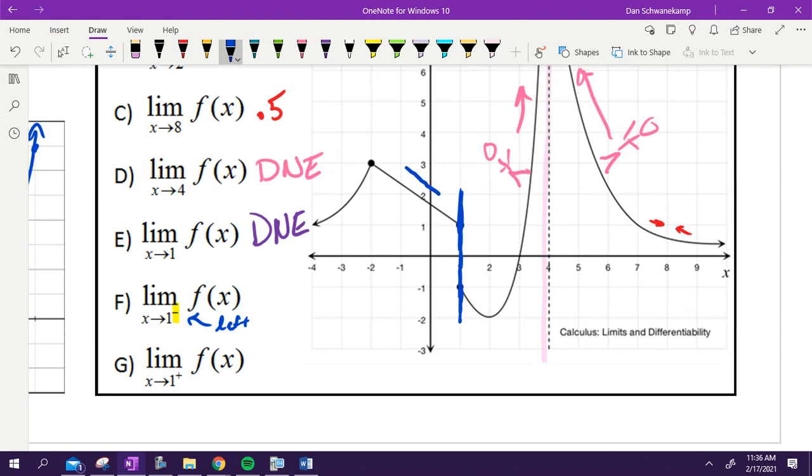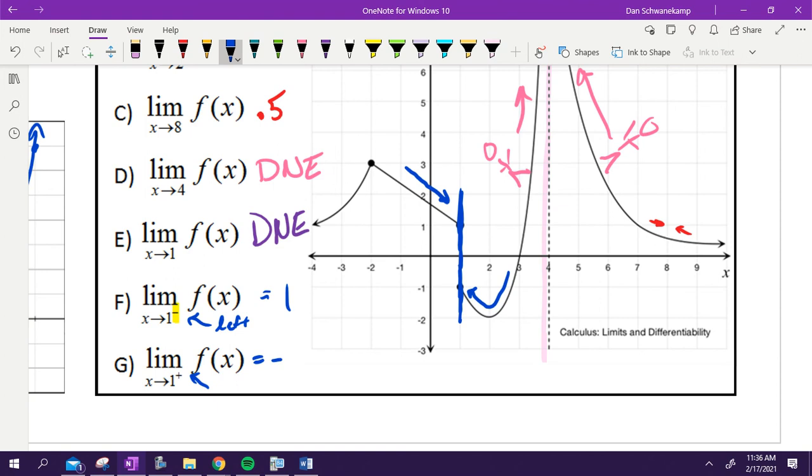So if I were to walk this line just on the left-hand side, what number am I getting closer and closer to? 1. My y value is getting closer and closer to 1. That's where I'm walking. If I did it on the other side, the limit as x approaches 1 with a little plus sign, I'm walking this way. What number am I getting closer and closer to as I walk just from the right side, the positive side?